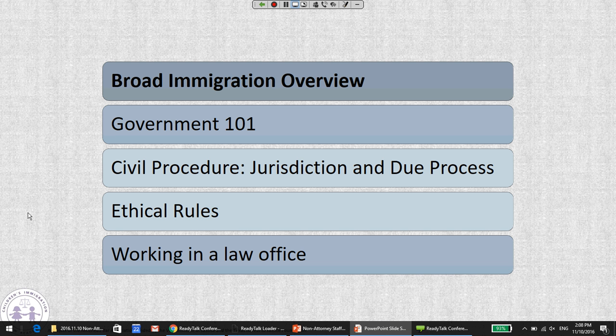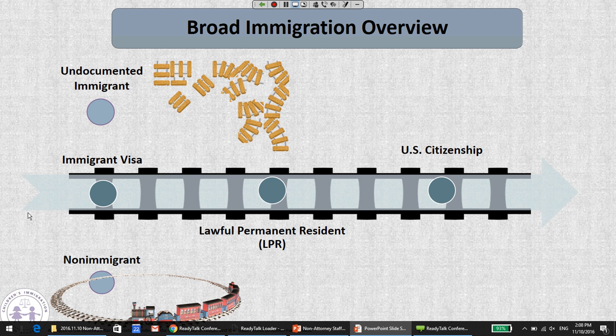Okay, so we're going to start with the broad immigration overview. And I have here your three basic types of immigrants under the law, and each leads to a different path or none at all. So your non-immigrant visas at the bottom there are things like tourist visas, student visas, where they're expected to return to their country. There's even specific visas for foreign fashion models. There's athlete visas, performers, things like that. And those are those people that come in on a certain type of visa like that.